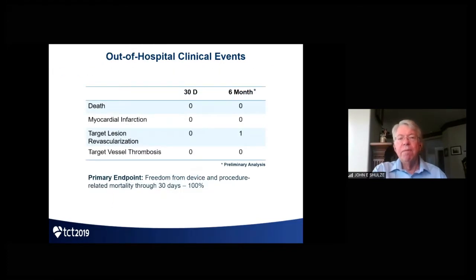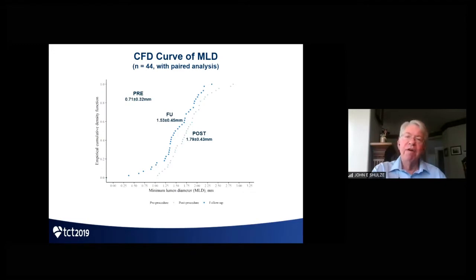There were no deaths or MIs through 30 days and 1 TLR at 6 months in this first-in-man study. So the primary endpoint was met of freedom from device and procedure-related mortality through 30 days. If you look at the Kaplan-Meier curve for late lumen loss, we had a very acceptable performance. At follow-up, the late lumen loss figures were very close to the results that were attained post-procedure, and much better than the pre-existing diameter of the vessel.